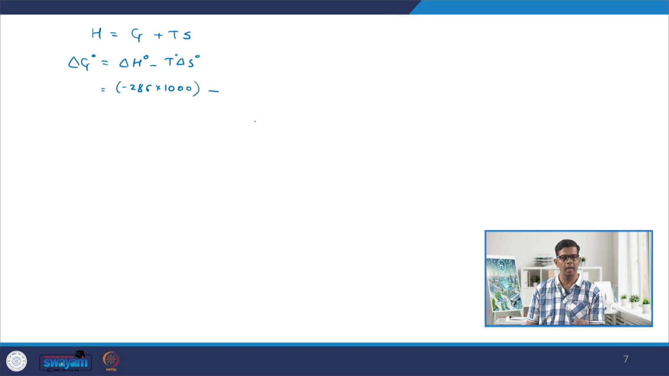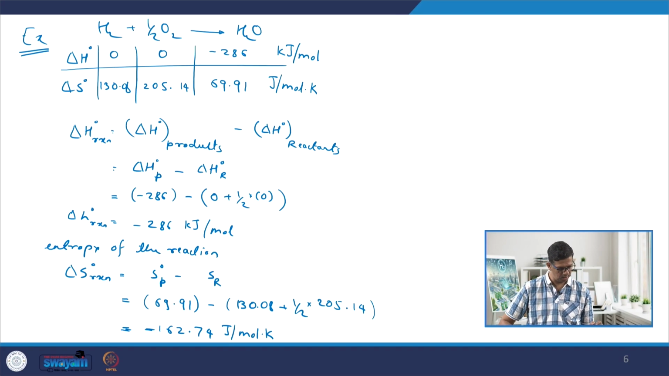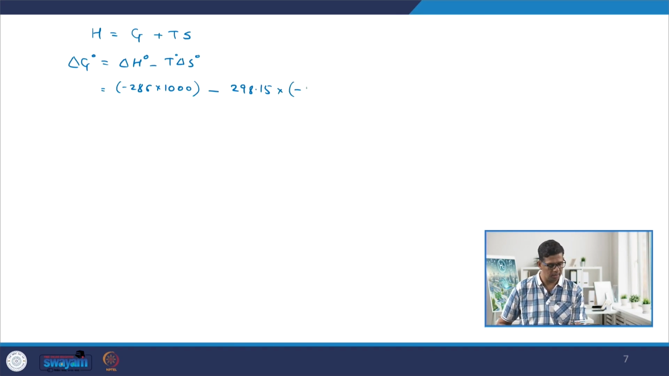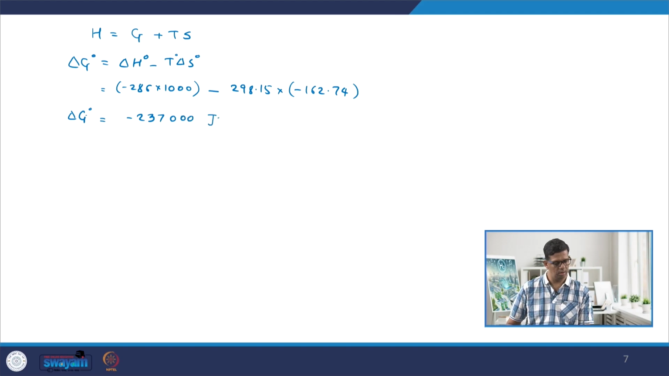This is also T naught. So we are all considering standard temperature pressure conditions, which is 298.15 times, what was that? It is minus 162.74. So if we calculate this, it comes somewhere close to minus 237,000 joules per mole. Temperature is in Kelvin, and entropy is joules per mole per Kelvin. So that Kelvin gets cancelled and we get the normalized unit as joules per mole. We can also write this in intrinsic values.